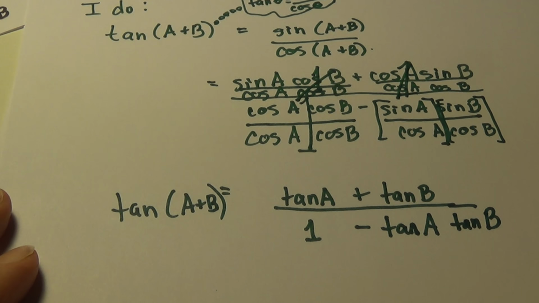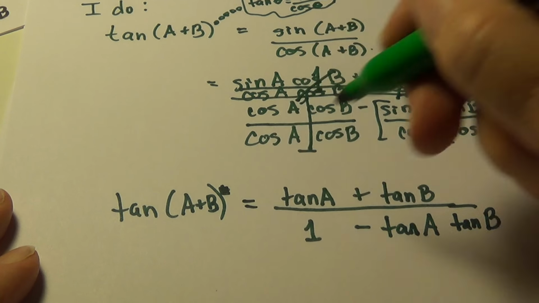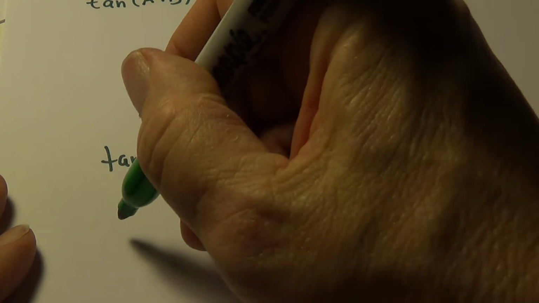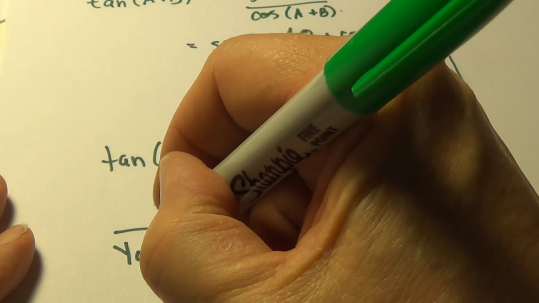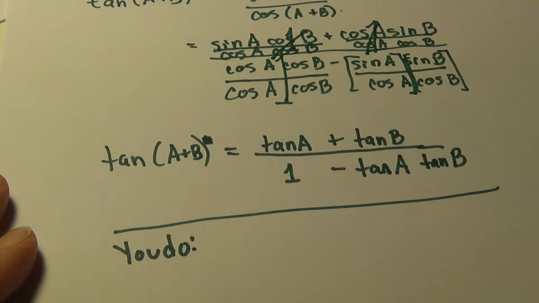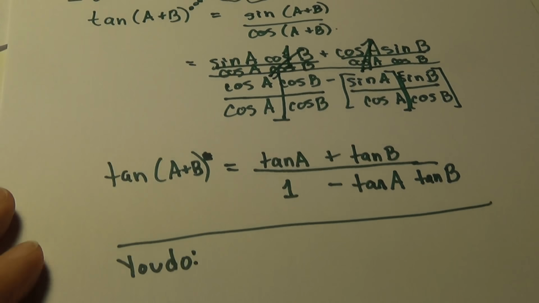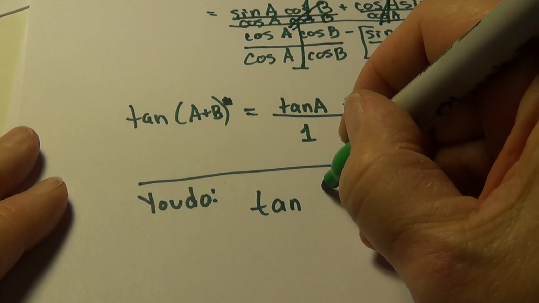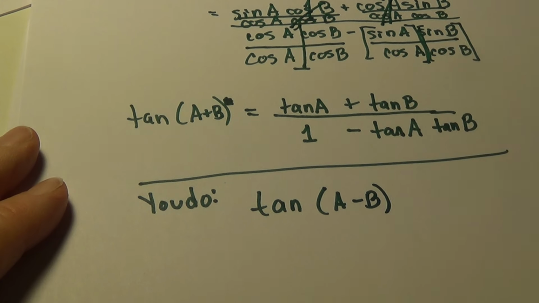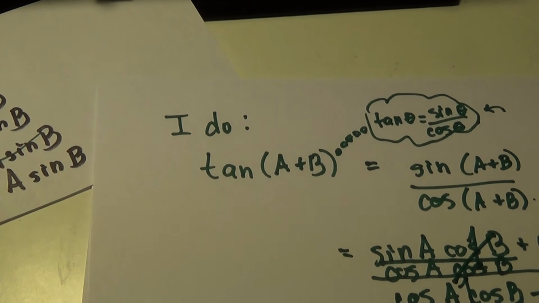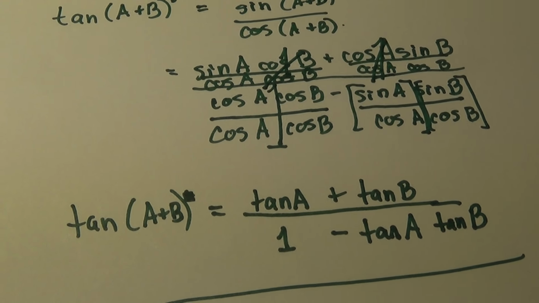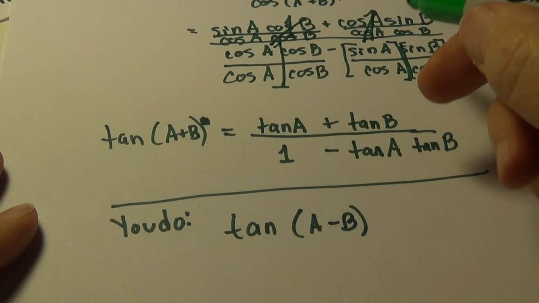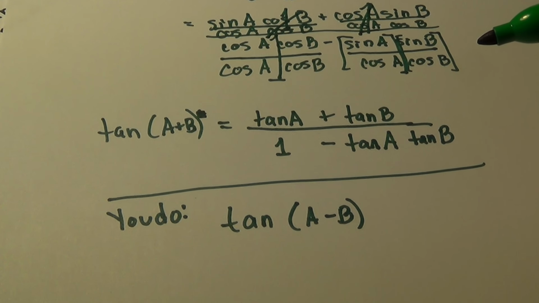That was I do. So now we're going to play you do. Alright, I want you to take this same development and parallel it and find out what the tangent of A minus B is. So I did the tangent of a sum, and I got this. Now I want you to do the tangent of a difference. So that will be part of our comp book check tomorrow.